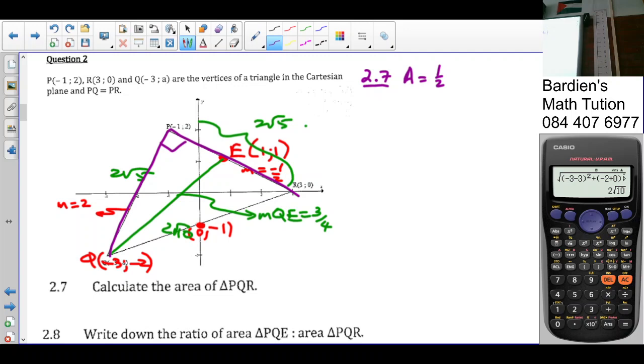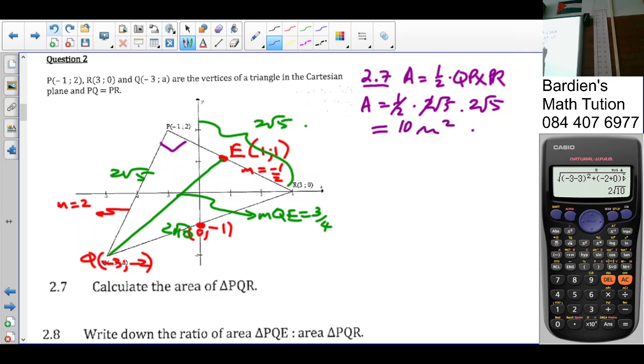Okay? So it's going to be half QP times PR. Okay, so the area is going to be half, QP is 2 root 5, times 2 root 5, which is 2 times 5, which is 10 units squared. Okay, so the area of this whole triangle is 10 units squared.